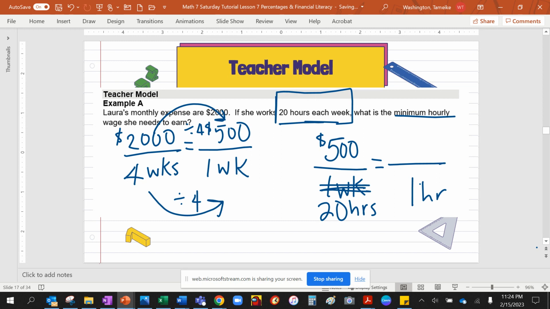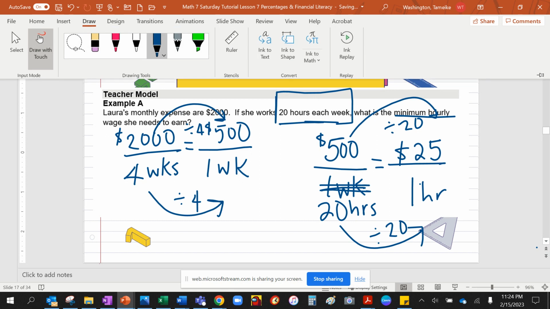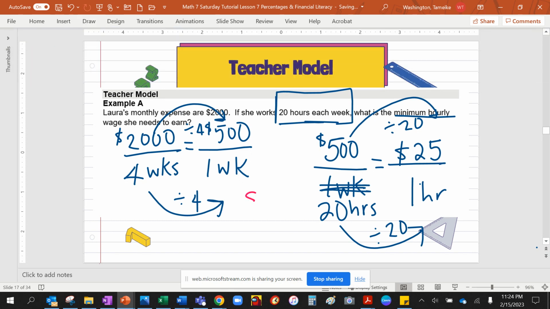in 1 hour. To get from 20 to 1, I divide by 20. If I do it to the bottom, I'll do it to the top. 500 divided by 20 is $25. So Laura needs to make $25 per hour to cover her monthly expenses.